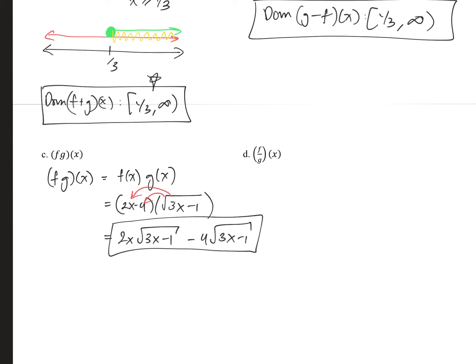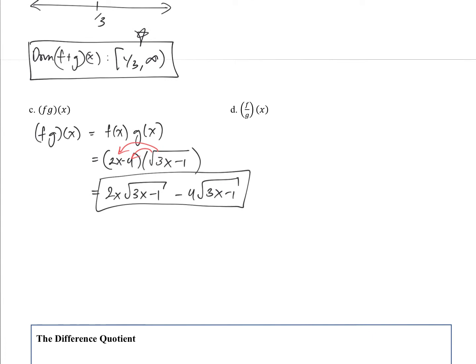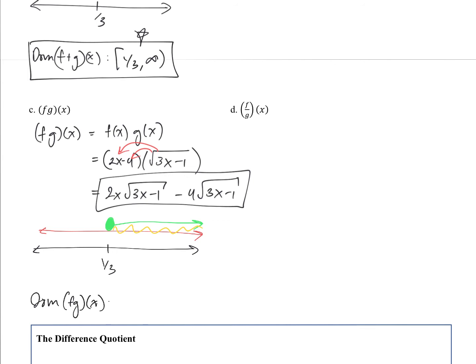And then the domain is basically going to be the exact same thing as we had before. We're not doing too much on actually finding those things. So 1/3, and then the domain for all real numbers for f of x was all of these guys. And the domain we found earlier for g of x was 1/3 and above. And then we just find the intersection. So the domain of f times g of x is 1/3 to infinity.